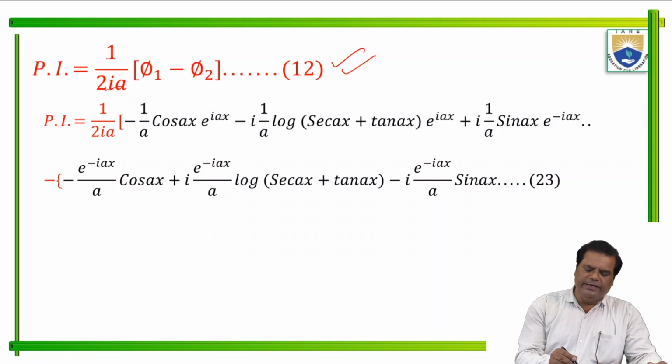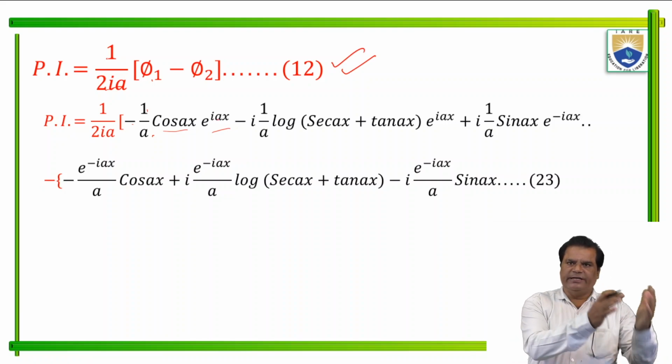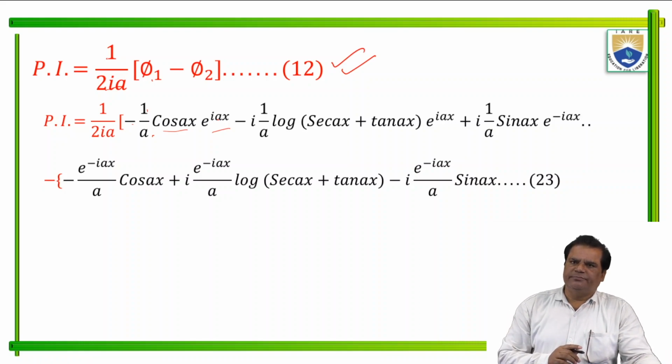1 upon 2ia, phi 1 minus phi 2. Now putting the value of phi 1 here. Phi 1 is minus, minus, plus. So here minus 1 upon a cos ax e to the power plus i. Here is plus, because this side is negative. Then we divided by negative, that is converted into positive. So minus i, 1 upon a log of sec ax plus tan ax e to the power ix. And i, 1 upon a sin ax e to the power plus ix. This is plus.